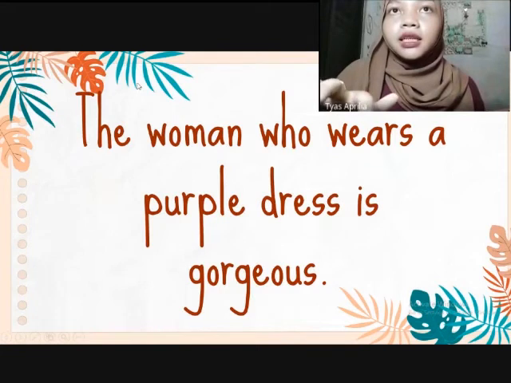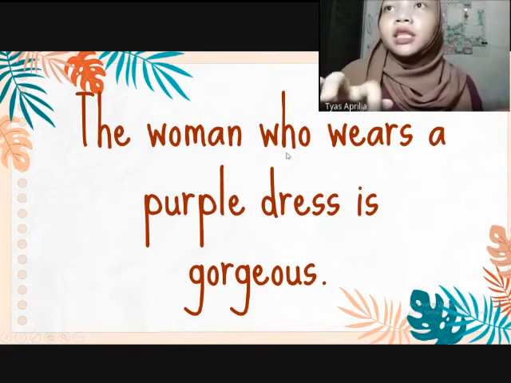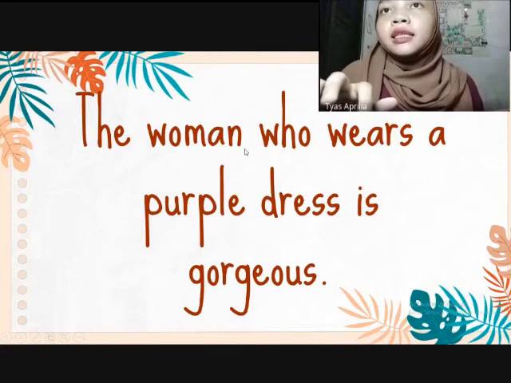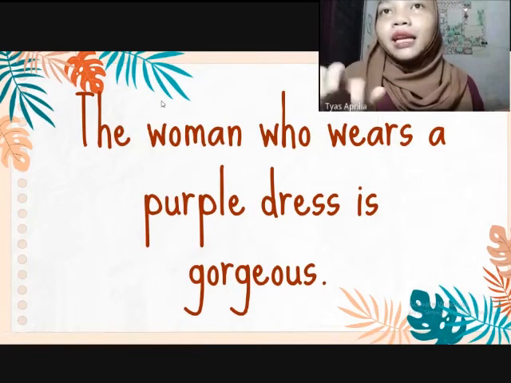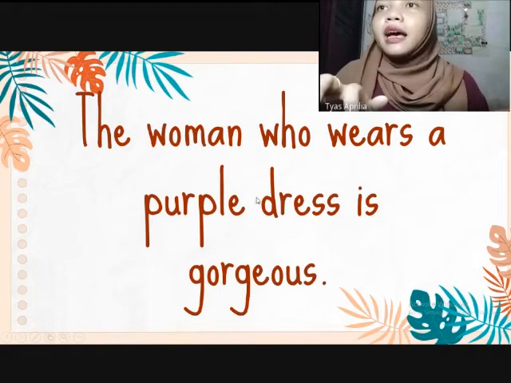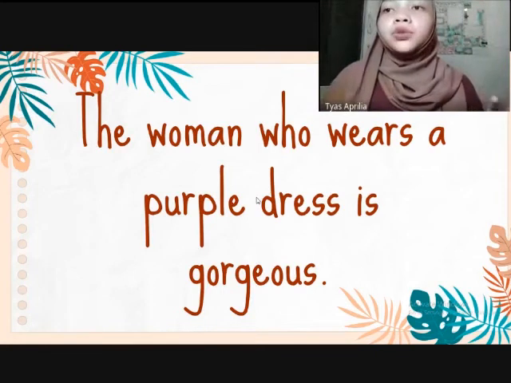You can see this is a pronoun, a subject, and then adjective clause and then verb. For this sentence, there are two objects, the woman and the dress, the purple dress. Yeah, that is the adjective clause for the function number one, who refers to person.